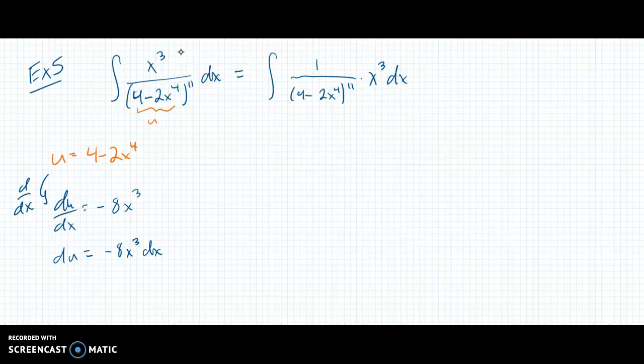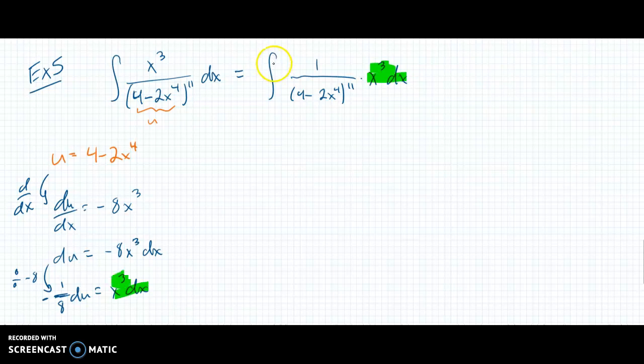Okay, so now look what I have here. I got x cubed dx, I got negative 8x cubed dx. So what do I got to do? I got to divide by negative 8. So that gives me negative 1/8 du equals x cubed dx. So now let's see what pieces we have. This guy is that guy right there, whole thing.